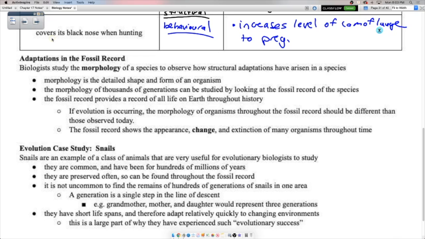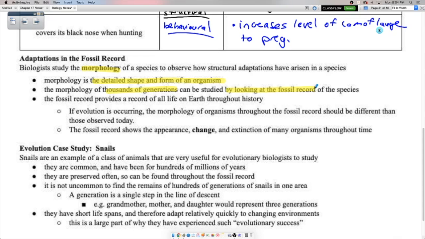So in the fossil record, we study something called morphology. What's morphology? It's just the shape and form of an organism. So you could say that the morphology of human hands is that they have 5 fingers, right? You could even start describing the average length of the fingers, the number of knuckles, stuff like that, right? That's all morphology. And we can look at the morphology of thousands of generations by looking at the fossil record of some species. We can go back and say, okay, a few generations ago, the morphology was different. The fingers were a little longer, or they only had 4 fingers, maybe even, right?